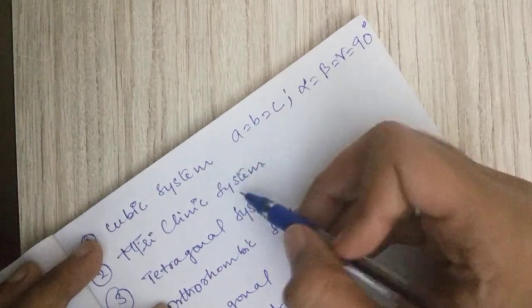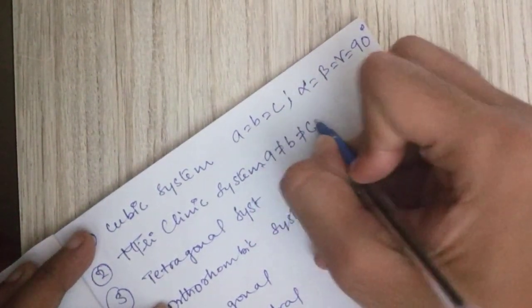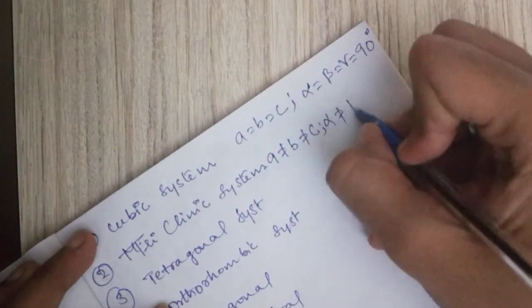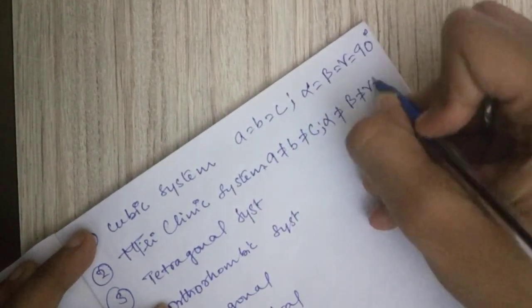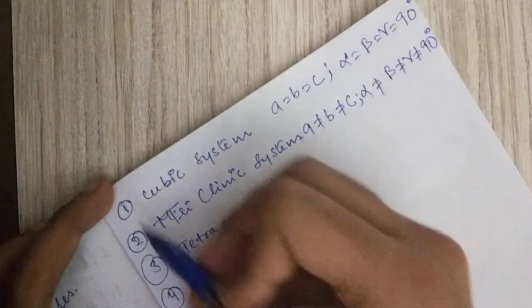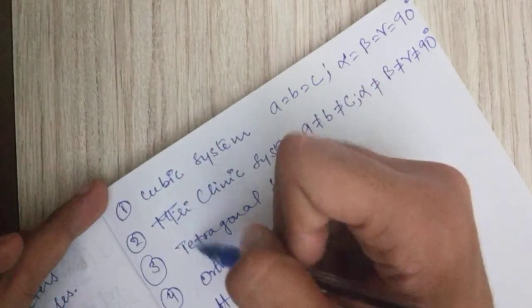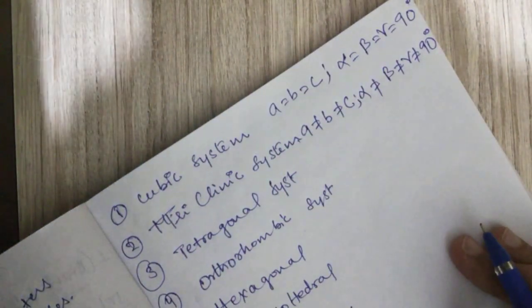Now coming to the triclinic system. It is exactly the opposite of the cubic system. That means A not equal to B not equal to C, and alpha not equal to beta not equal to gamma not equal to 90 degrees. So we have completed 2 out of 7. Next, another 5 are there.